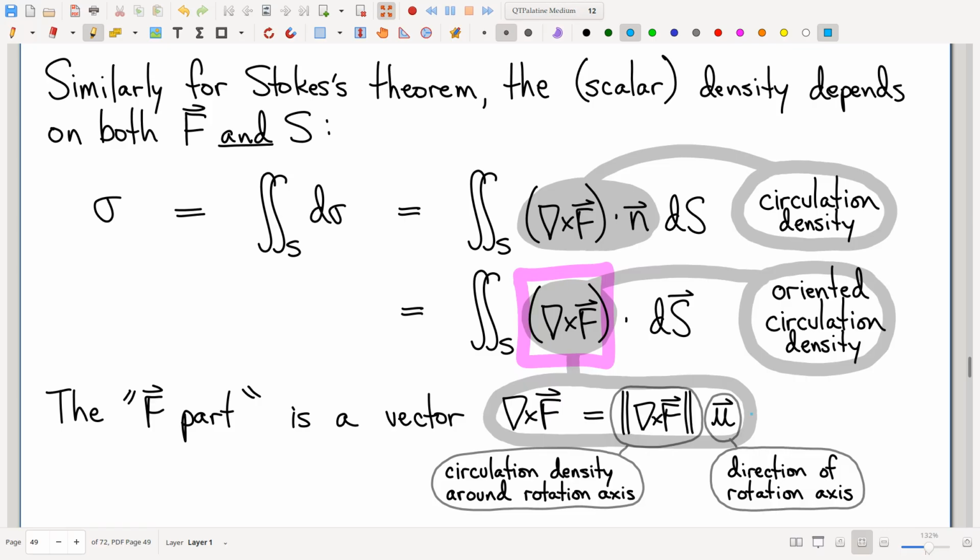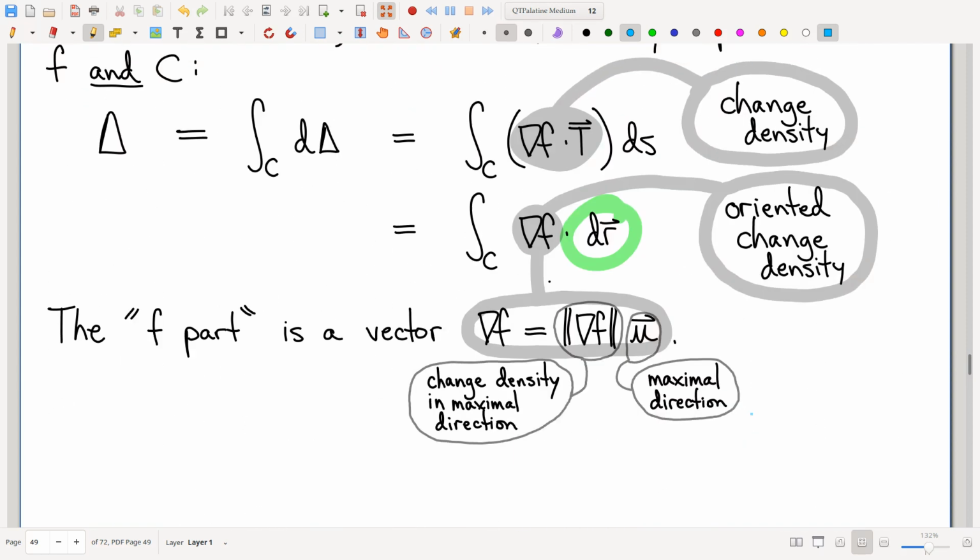So we're going to make sense out of curl now in a way that's totally analogous to how we previously made sense out of the gradient. So let's go back up here to the gradient. Here it is. Remember, the gradient I can break down into pieces. It has a magnitude and a direction.